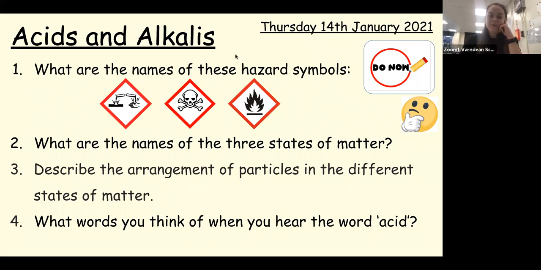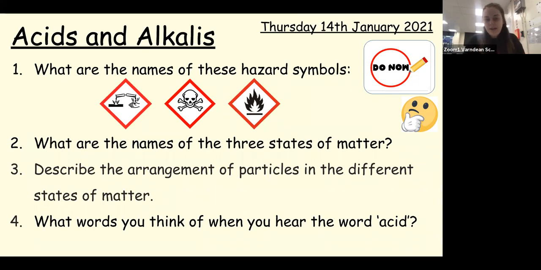So this lesson, we're going to be looking at acids and alkalis. Some of you would have done this before with your teachers. Some of you, this will be completely new. Some of you might have just started. So we're going to be going over all the bits to do with acids and alkalis today. So have a little look at these do now questions.